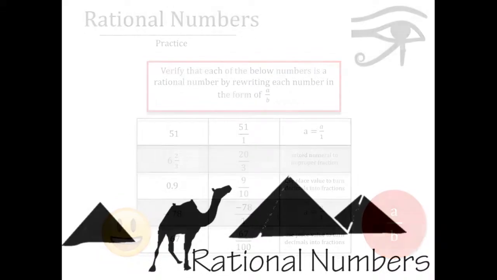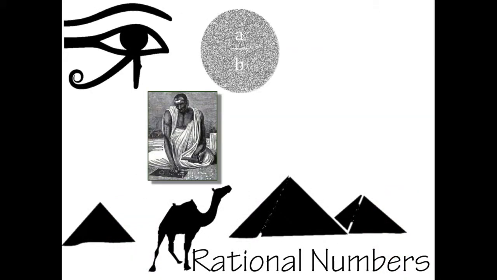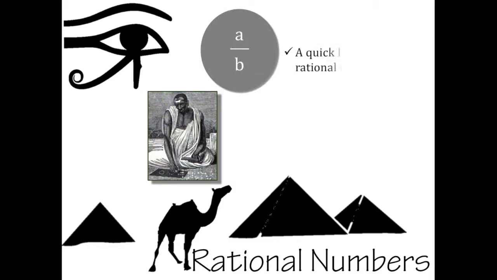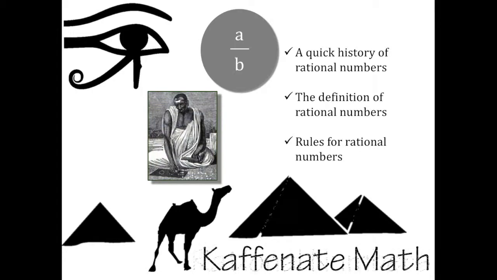We've come a long way today. I mean, we took a trip back to ancient Egypt, India, and Arabia, and that was the history of rational numbers. We talked about the definition of rational numbers and worked a lot with the rules of rational numbers. Not bad for a day's work.